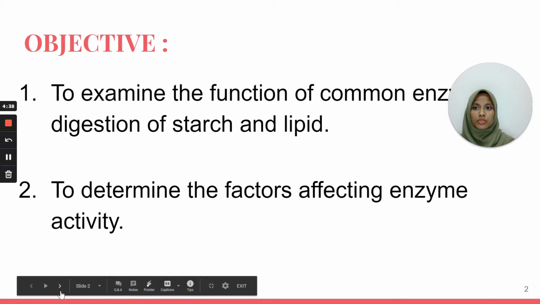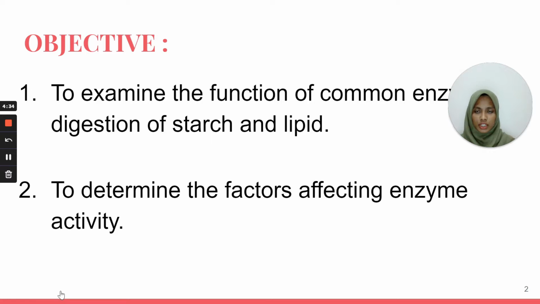Next I'm going to talk about the objective of our experiment. Our first objective is to examine the function of common enzymes in the digestion of starch and lipid. Second, we want to determine the factors affecting enzyme activity.